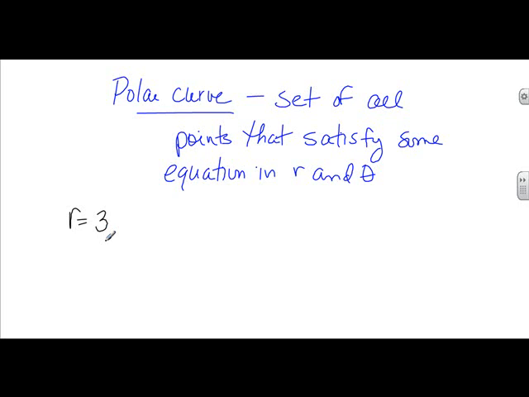Actually, we can generalize that. If you have r is equal to some constant a, that is going to be a circle with a center at 0, 0, and radius equal to the absolute value of a, because that a could be a negative number.